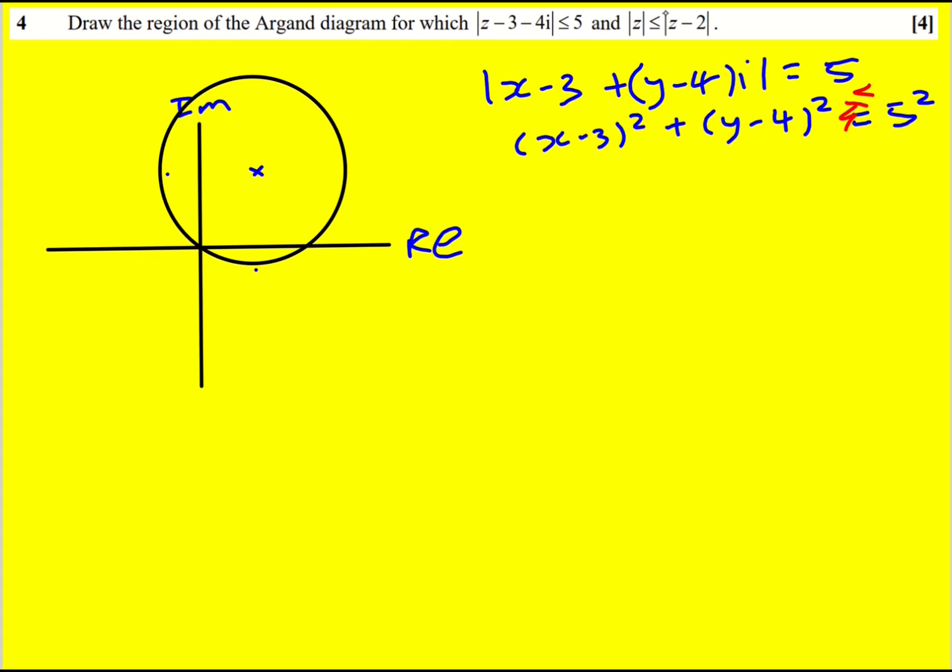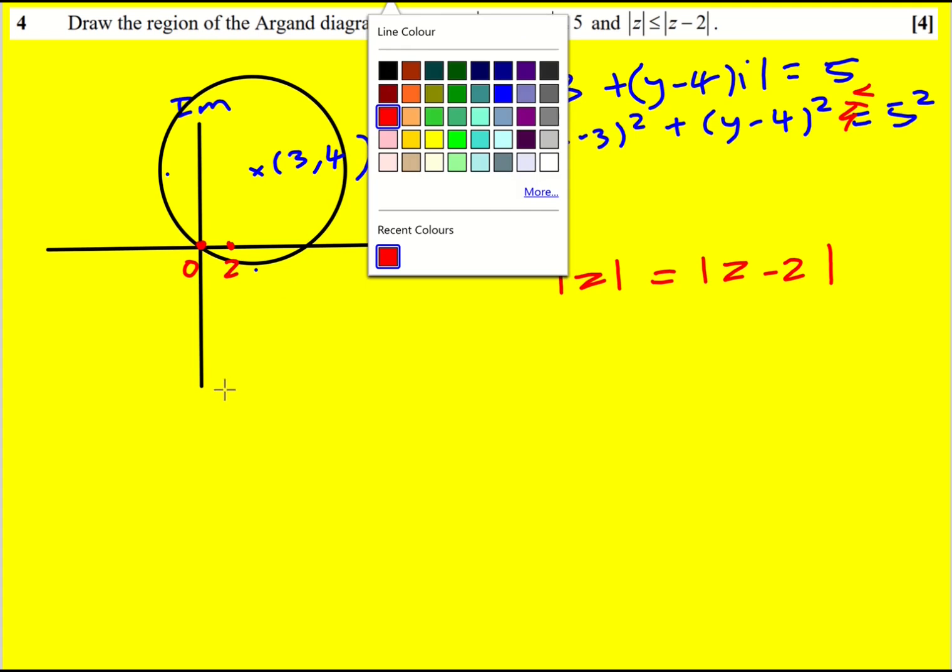But I'm now going to move on to the modulus of z less than or equal to modulus of z minus 2. Let me first of all look at if that's equal. Now this is one to just remember, it's the perpendicular bisector between the points. So we've got 0, there's no imaginary part here, and we've got 2. Remember the center was 3, 4, so it's got to be to the left of that. Then it's going to be a vertical line halfway in between.